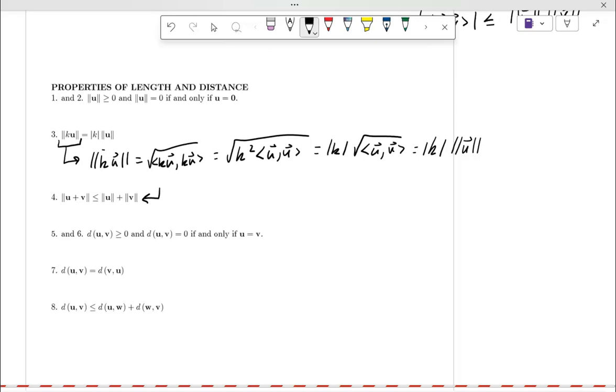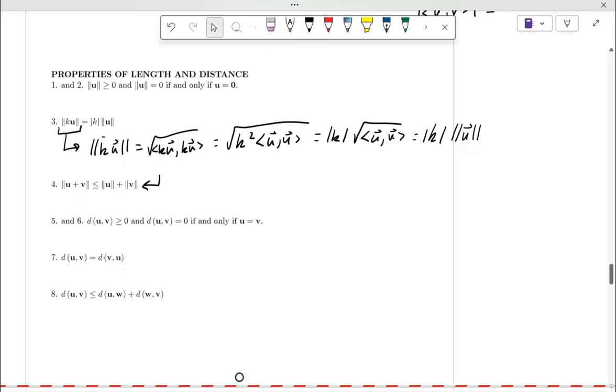I will tell you, if you want to practice on number 4, I would do the square of this and play with that. Okay? Start with u plus v squared. You'll need to use the Cauchy-Schwarz inequality to prove it. I will tell you that. Okay. But start with that and play around with it.